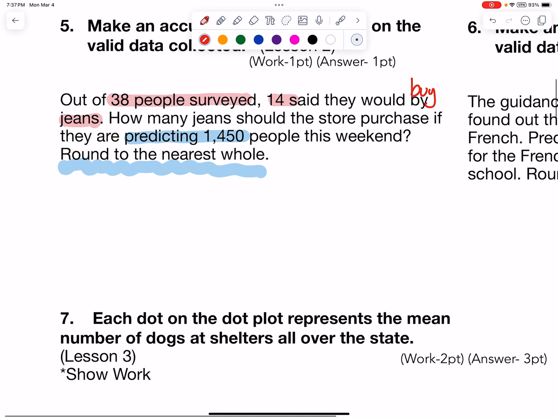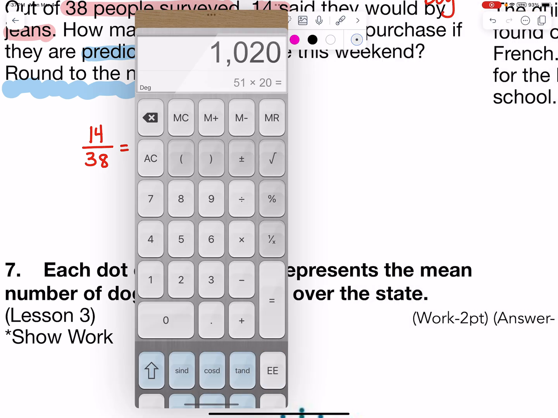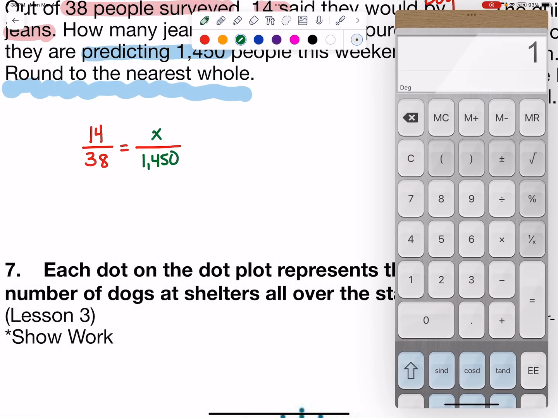Let's go ahead and write our base ratio. So our base ratio is 14 out of 38 people, and we're going to set it equal to what we're predicting, which is 1,450 people instead of 38, and this is going to be x. First option is to find the multiplier, so I wonder, 38 times what is 1450? Let's try that and divide by 38. We get a non-terminating decimal. It's not repeating, and so we can't use the multiplier method. We're going to have to cross multiply.